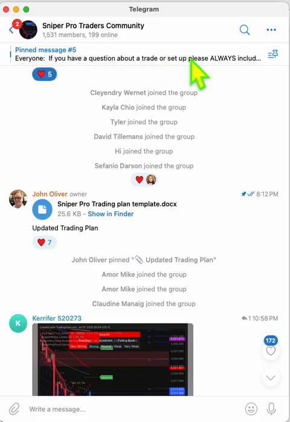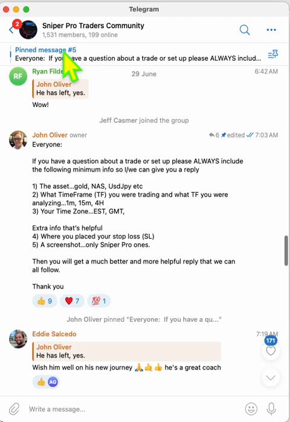If you have a question about a trade or setup, when you click on it, it will take you to that. If you have a question or trade or setup, please always include the following minimum information. What asset you're talking about. Is it gold, NAS, etc.? What time frame are you trading? Is it 1 minute, 15 minute, 30 minute? And what is your time zone?